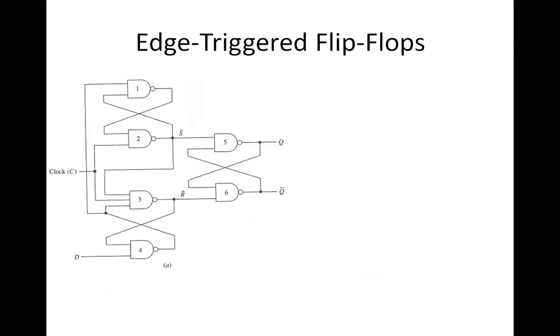So this is one of the examples of your edge triggered flip-flop. You can see that these are cross coupled. You have your S bar R bar latch, then you have your clock given as one of the inputs. So this whole thing is your S bar R bar latch. We have seen this previously, right? Okay.